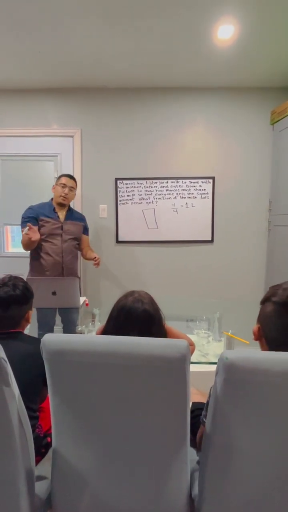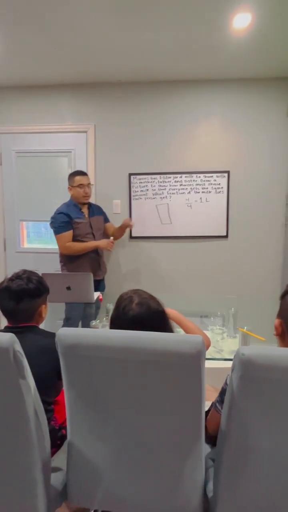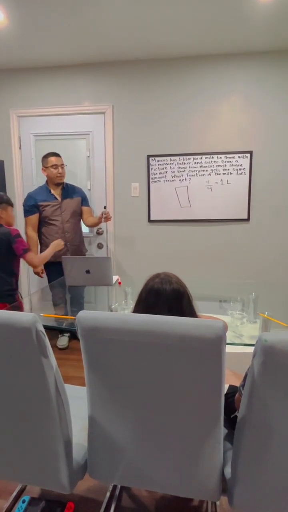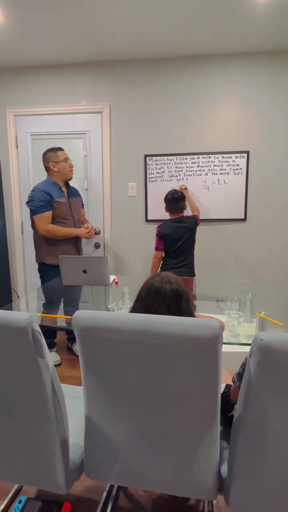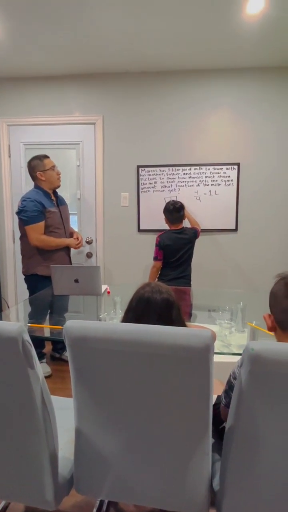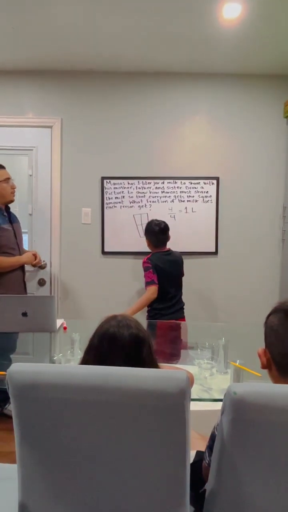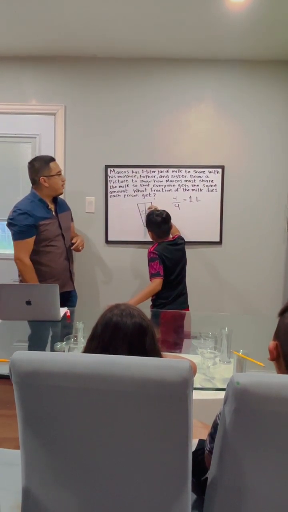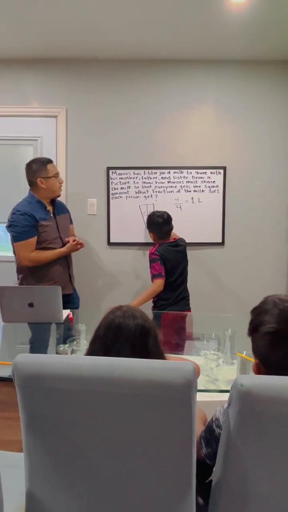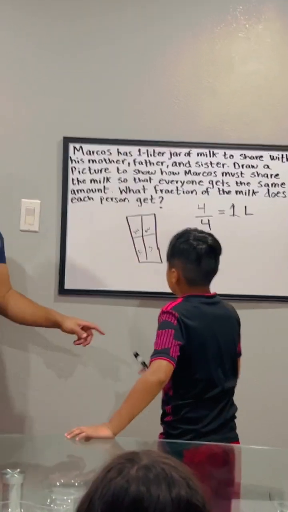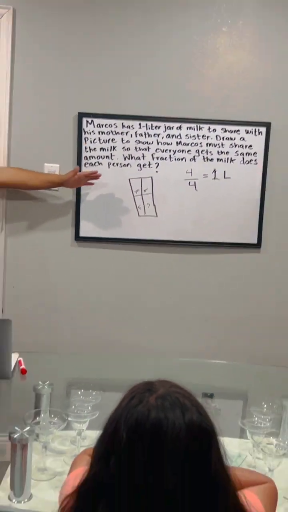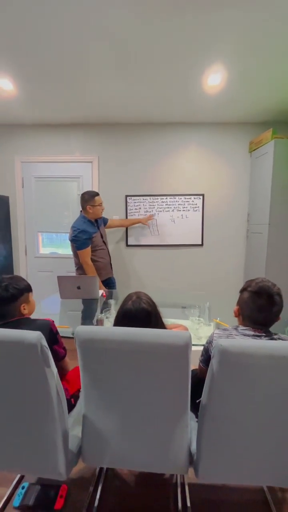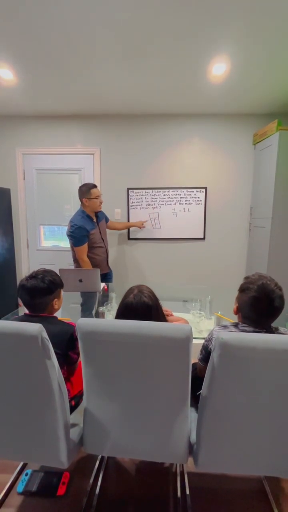Now, how will you show it here? Here, you want to come and show us, Ryan? How you would show this as being split equally between everybody? Okay. Good job. Okay, so everybody will be this. This will be Marcos, the mother, the father, and the sister. Very good job. Go ahead and take a seat. All right, y'all see what Ryan did? Do y'all understand this? So now everybody, this is the liter of milk, and everybody is getting the same amount.